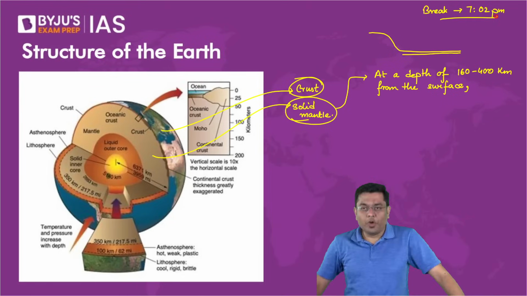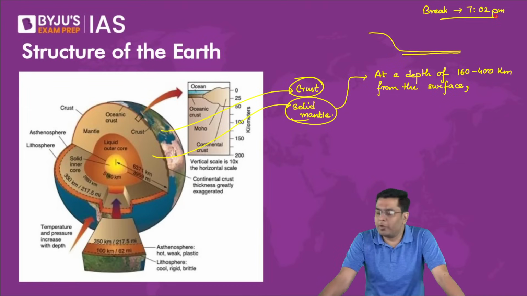Abdul, the theory that we have talked about right now about the formation of Earth, that is the accretion theory.